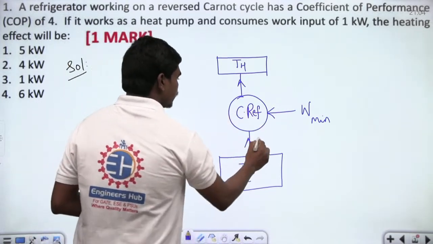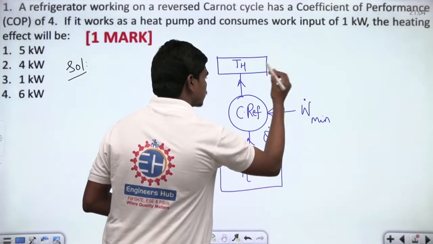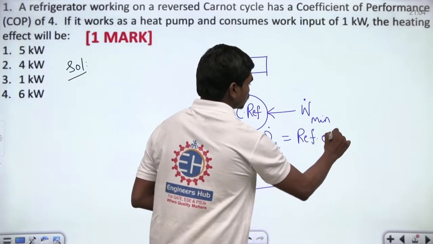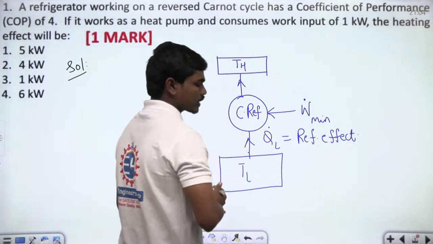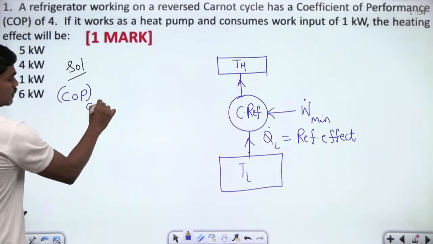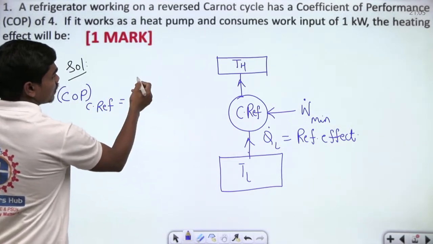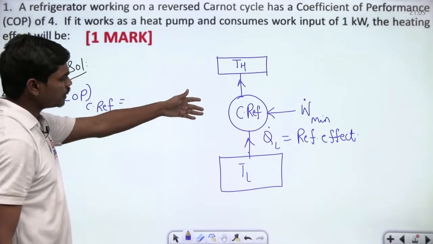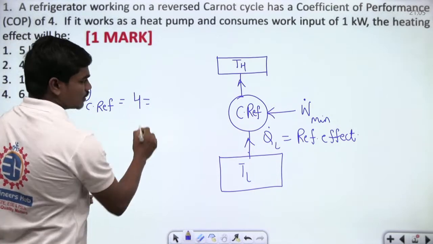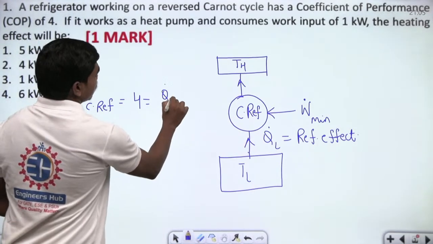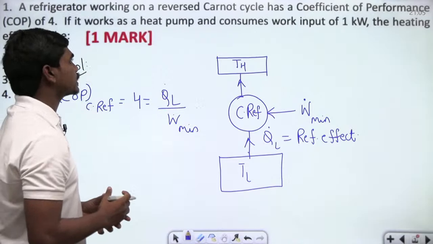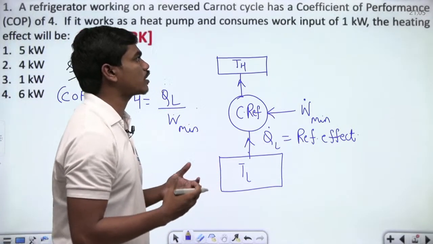So, this is the basic refrigerator that works on the reverse Carnot cycle, and the COP is given. Q dot L, if you write the power as W dot minimum, is nothing but the refrigeration effect that you're going to produce. By definition, the COP of this Carnot refrigerator is equal to TL divided by TH minus TL. But here it's given in terms of the energy ratio, so COP is equal to 4. This COP is the refrigeration effect divided by the minimum work, correct?